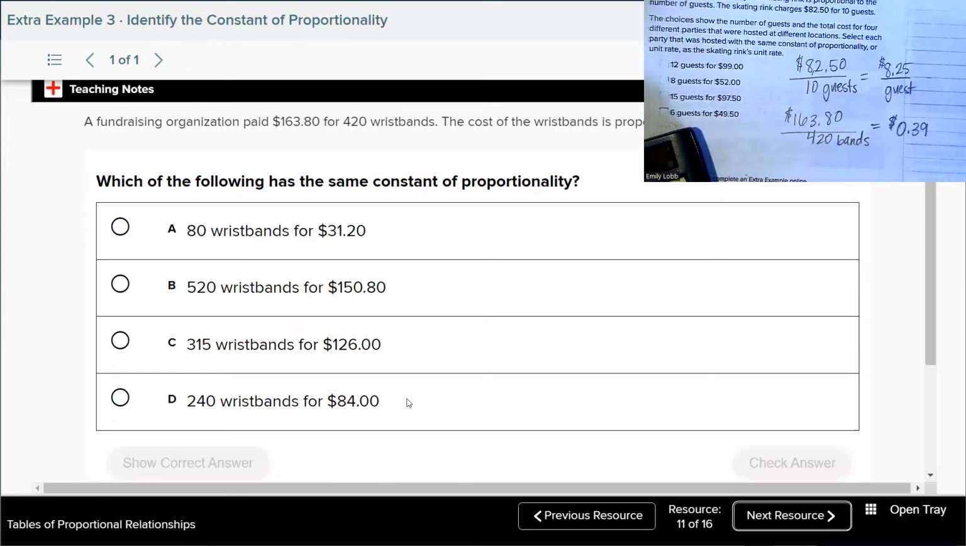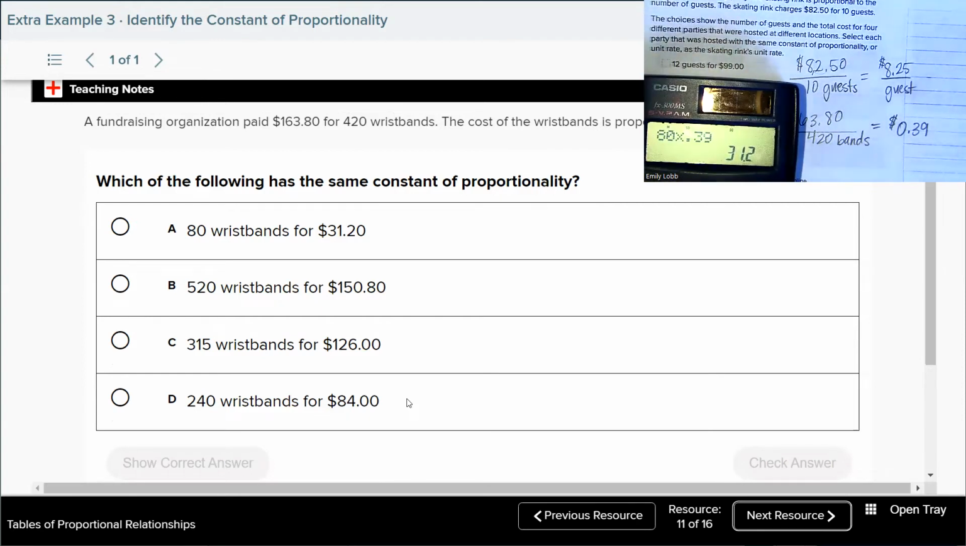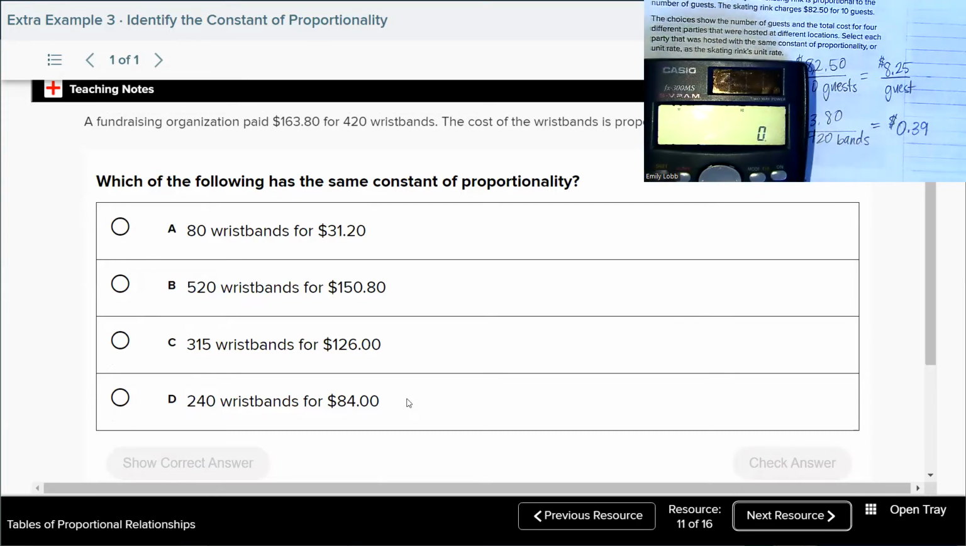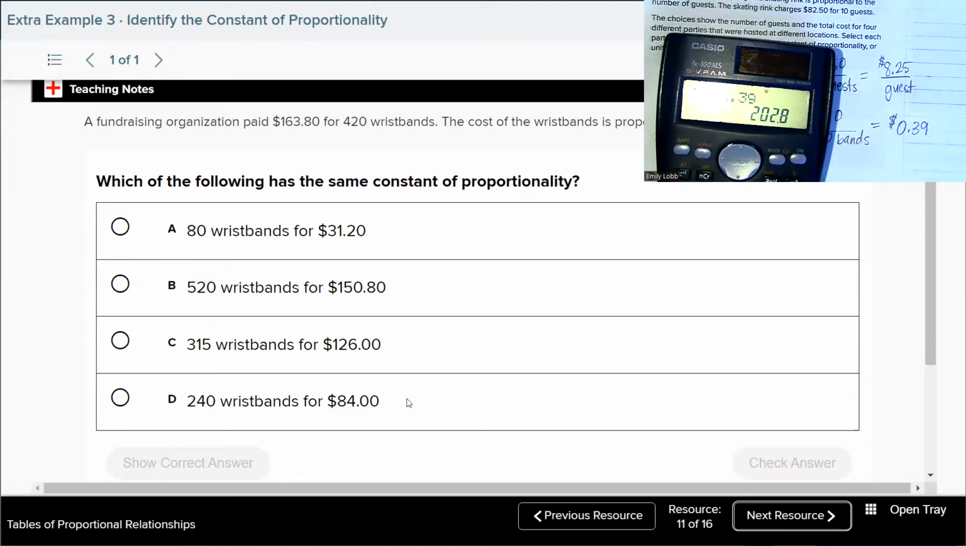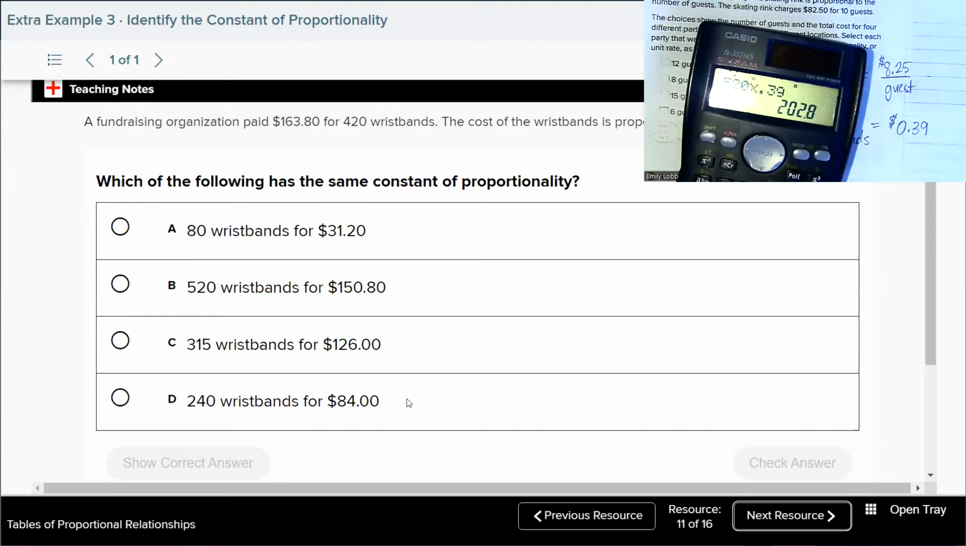So 80 times 0.39 is 31.2. Is that $31.20? Man, is the answer always A? Well, I feel like it might be. Let's check the other ones just so you remember how to do it. So 520 times 39 cents a piece would be $202.80. And that's not what it was, right? They got 150.8.